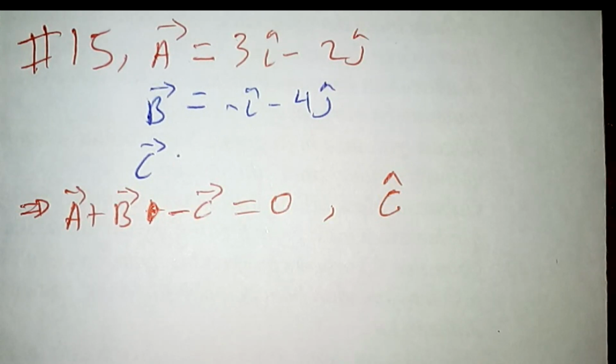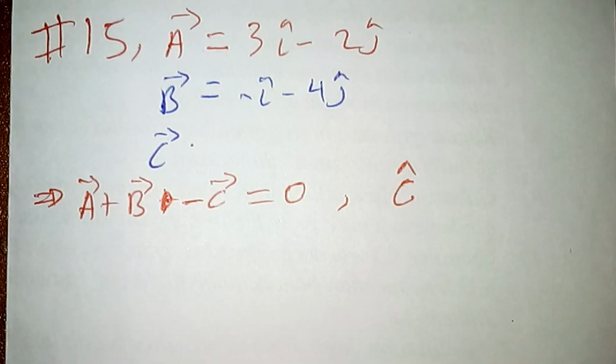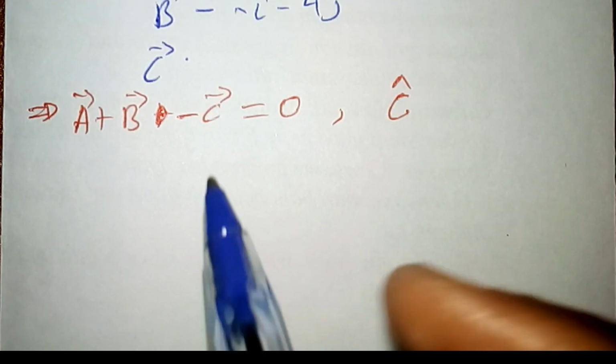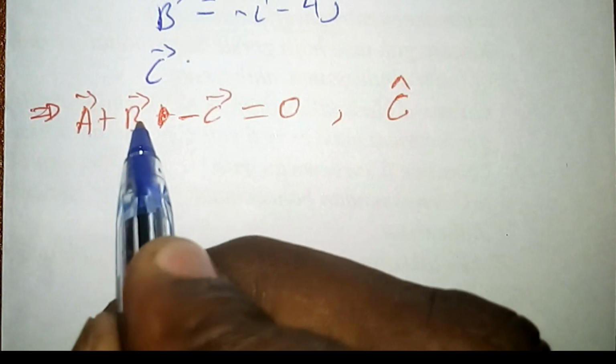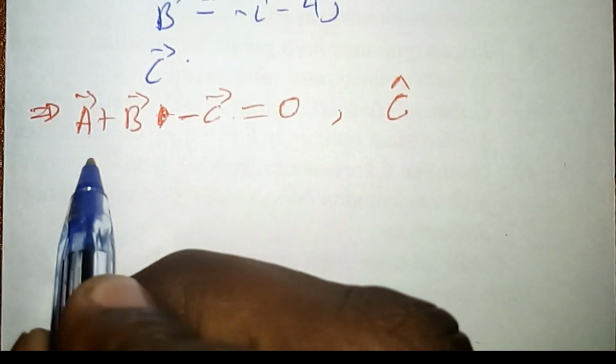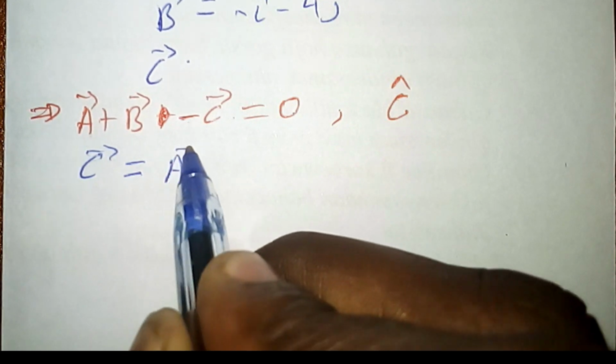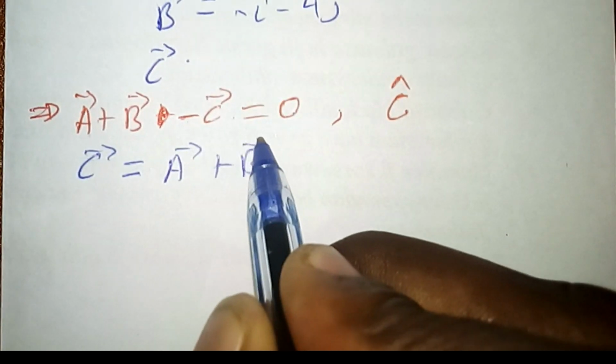Three vectors A, B, and C in the xy plane are such that A plus B minus C is equal to 0. Then what is the unit vector along the vector C? Firstly we have to find the vector C. Since A plus B minus C is equal to 0, vector C is equal to vector A plus vector B.